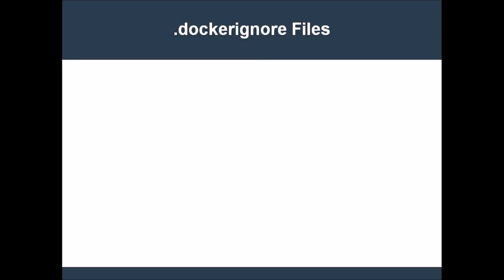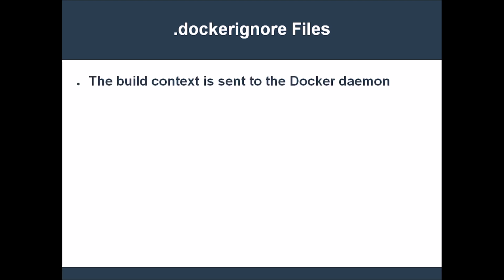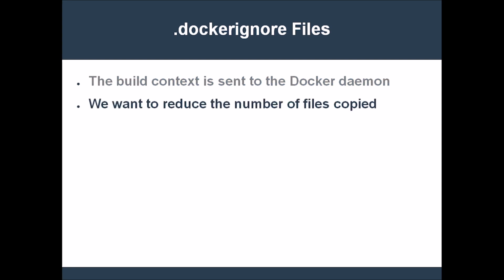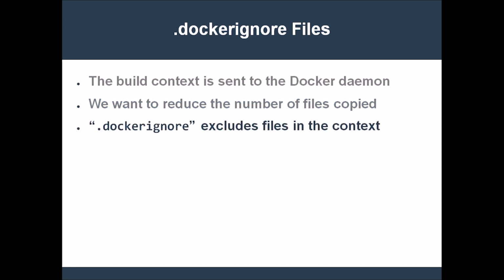In the previous section, we learned that the whole build context is copied over to the Docker daemon. To reduce build time, we want to do everything we can to reduce the number of files that are copied. To this end, you can create a dockerignore file to exclude files in the build context from being copied over to the Docker daemon. Here's how it works.